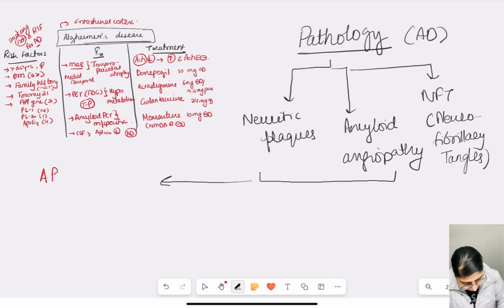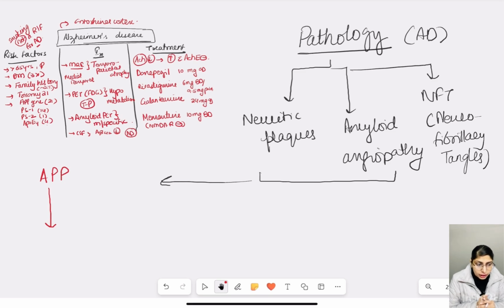What happens is there is an amyloid precursor protein, and this protein is supposed to transform into amyloid. Now, this protein is not supposed to transform into something that damages the brain cells, but it is thought to be a neuroprotective agent for the brain.